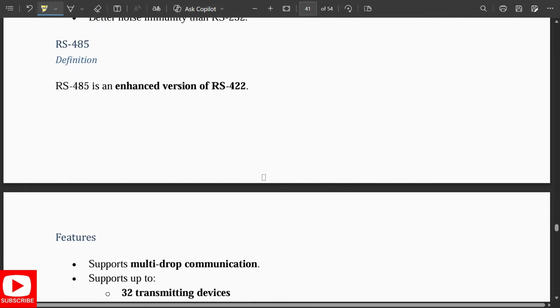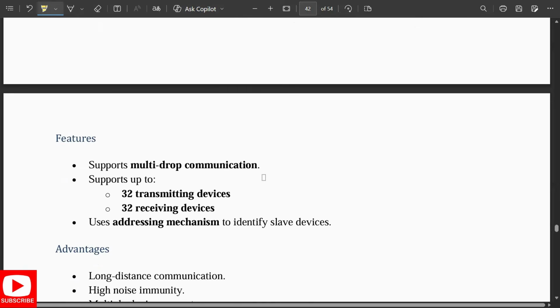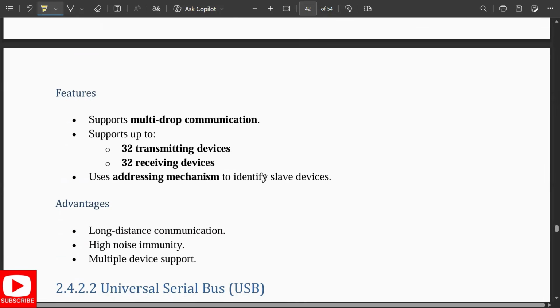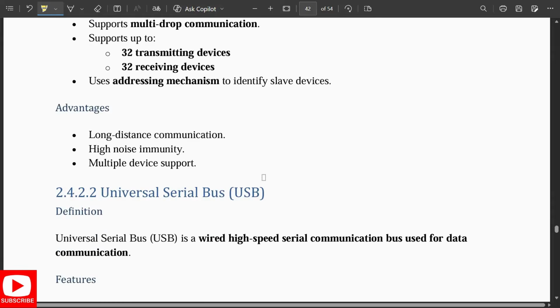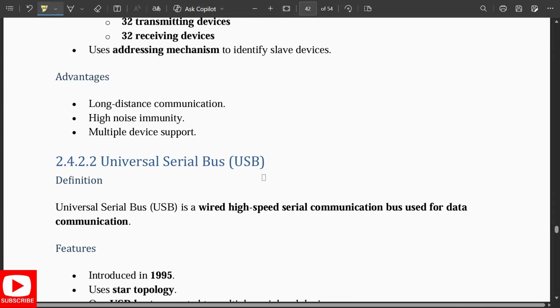Next is RS-485. Here it is an enhanced version of RS-422. It supports multi-drop communication and supports up to 32 transmitting devices and 32 receiving devices. It uses an addressing mechanism to identify the slave devices. Long distance communication is achieved.